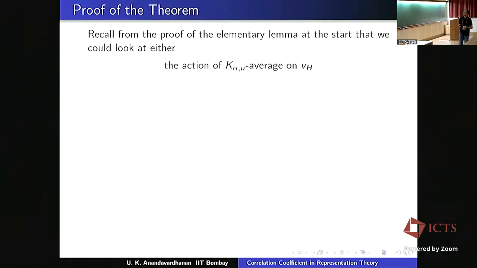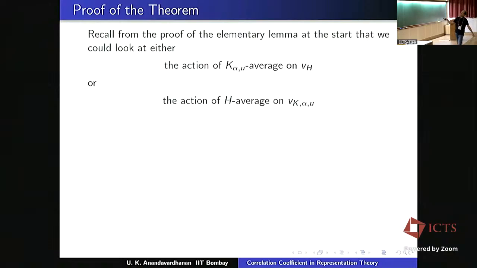So we could look at either the action of this average. Now I have this unipotent conjugated k. So either the action of this on VH I need to look at, or the action of H average on the fixed vector for k alpha u. These are the things that you should look at.